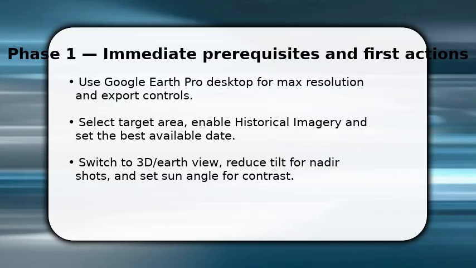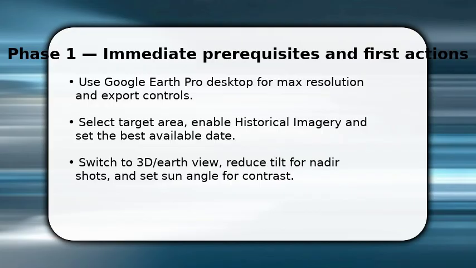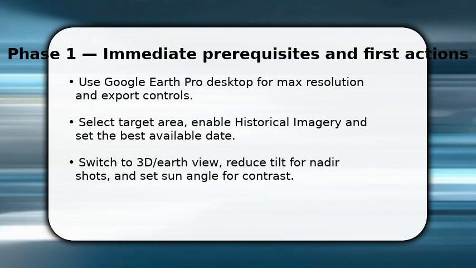You start by choosing the best baseline. Google Earth Pro on desktop gives export control and higher pixels. Once chosen, pick the clearest imagery date using historical imagery. This is why different dates matter: sensors, clouds, and season change clarity.